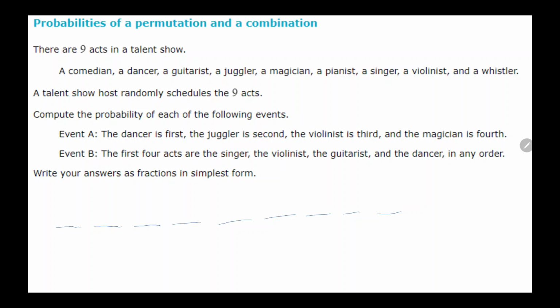Now, if this was done completely randomly, we would have 9, 8. We'd have all 9 choices for the first one, but then we choose 1, so we only have 8 choices after that. And then we choose 1, so we only have 7. And then we only have 6. Again, 5, 4, 3, 2, 1. So they've all been chosen.